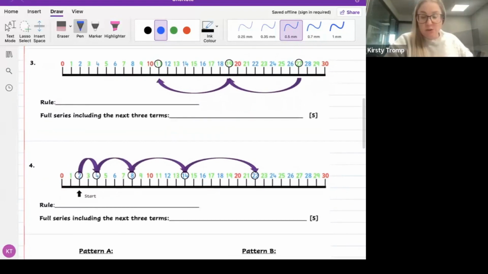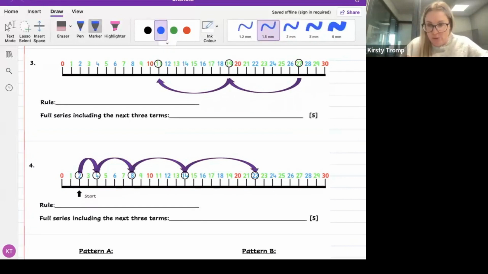All right, so question number 3. Okay, question number 3. If we're looking at question number 3, now we need to look at which way we are moving. Which way is this arrow moving? To me, I can see that this arrow is moving to the left.